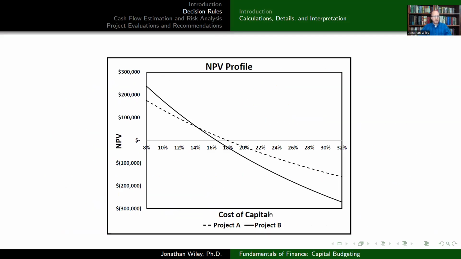So notice on this graph, time is not on either axis, right? We have cost of capital that's applicable to the project on the x-axis. We have net present value on the y-axis. There's no time listed on this graph. However, the timing of the cash flows for the different projects actually does matter. So let me give you an example for that.